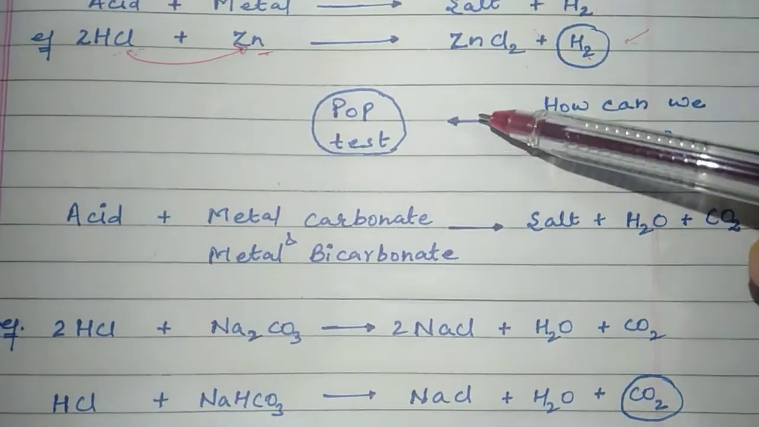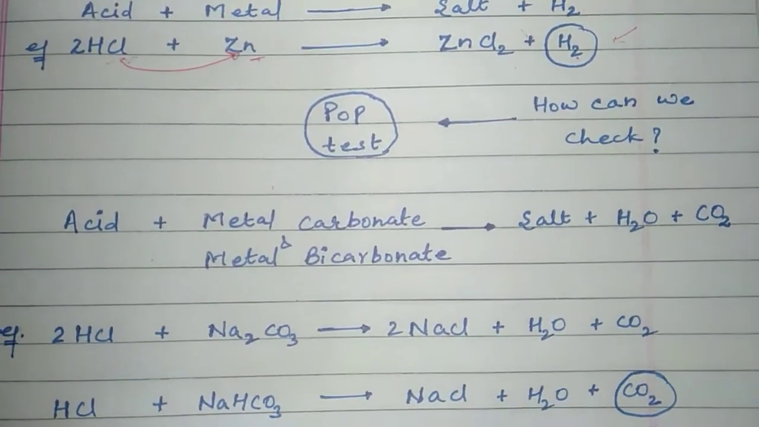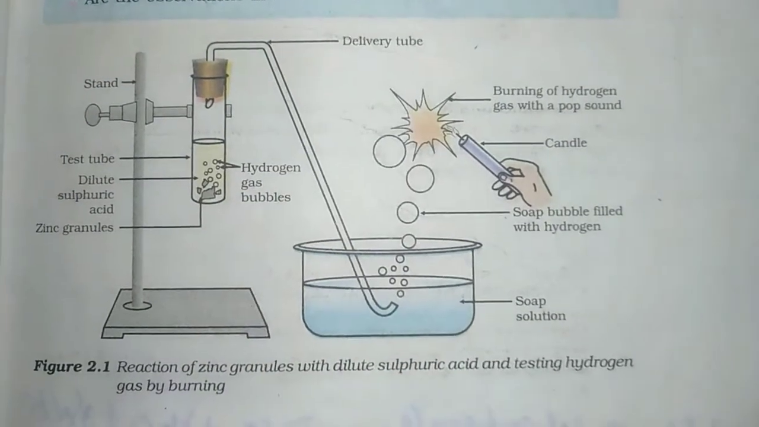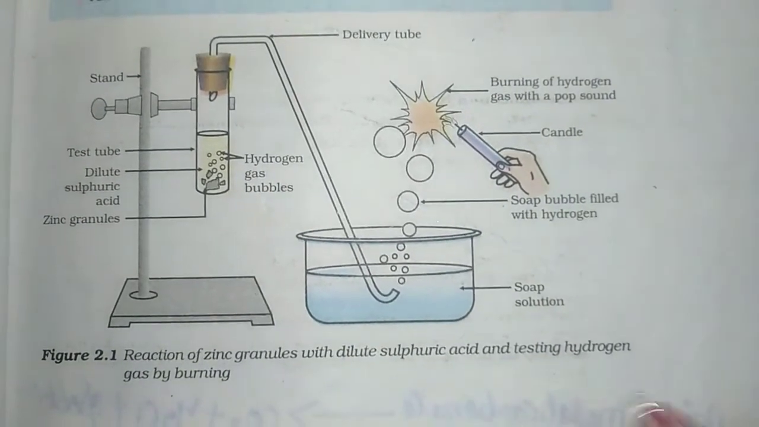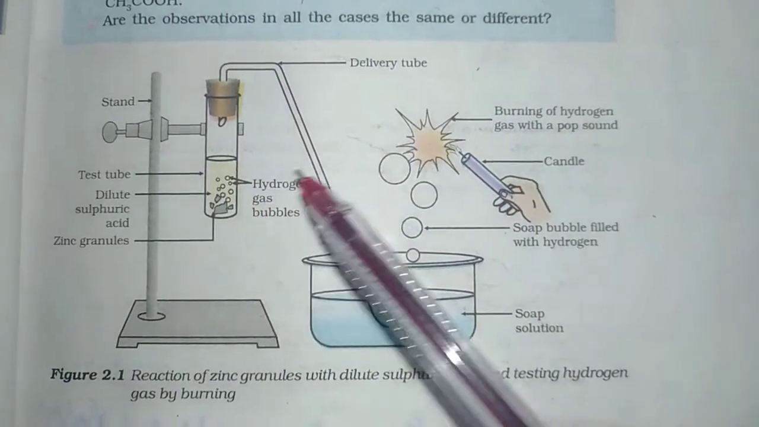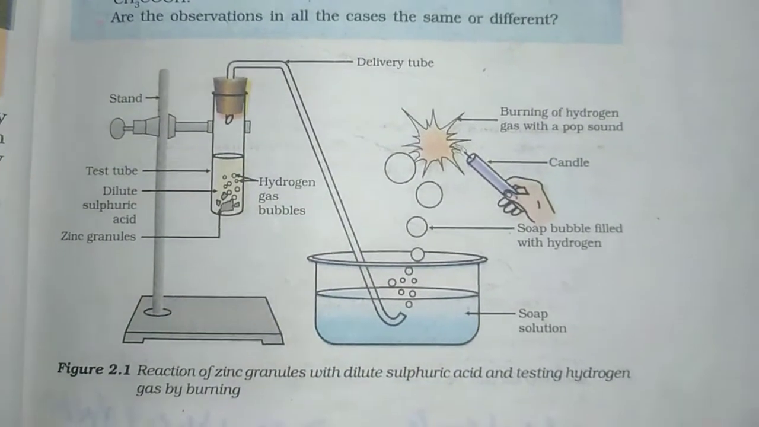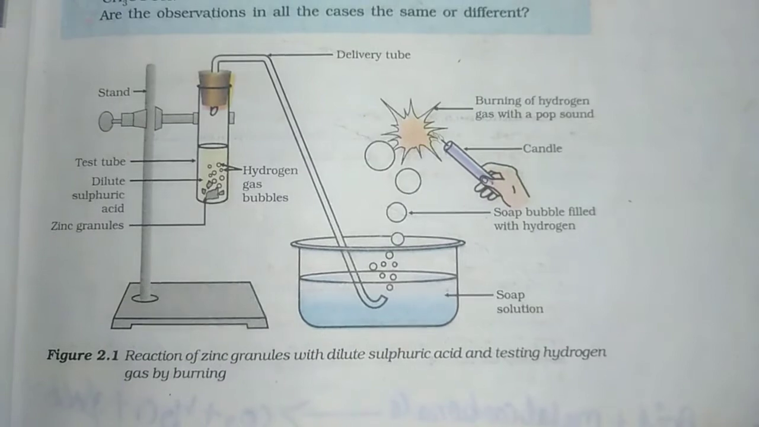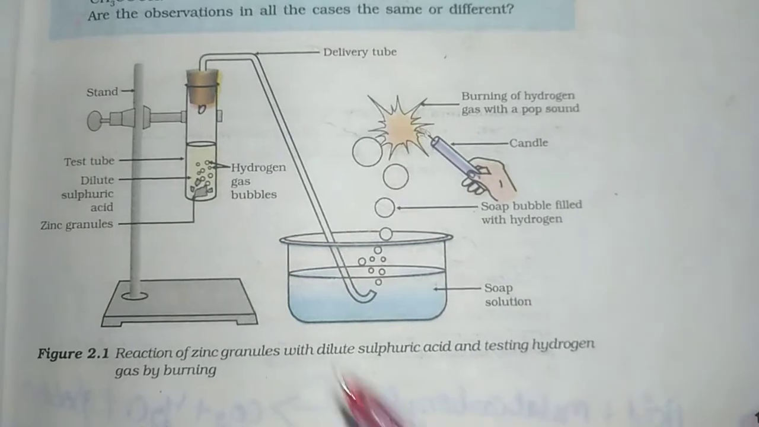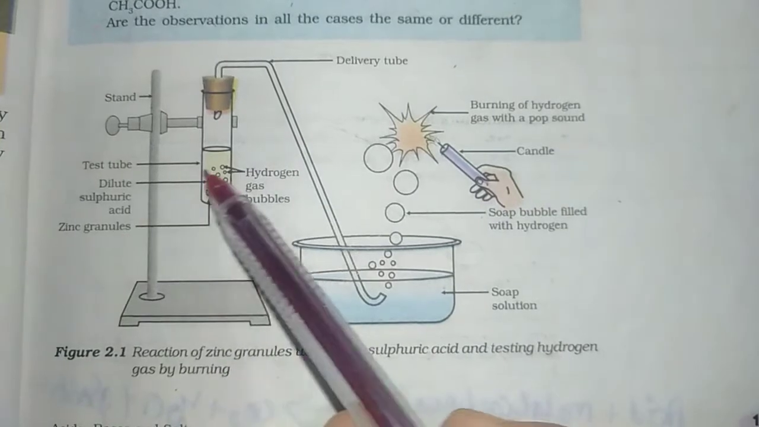For that we have one type of test, that is the pop test. So students, here we are going to discuss the pop test. In this diagram on screen you can see the setup of the pop test. For that we require one test tube, and we need to take dilute sulfuric acid or any kind of acid like HCl. And what dilute acid and concentrated acid are, we will discuss in this chapter. Then we need to add zinc granules or any kind of metal granules in this test tube.